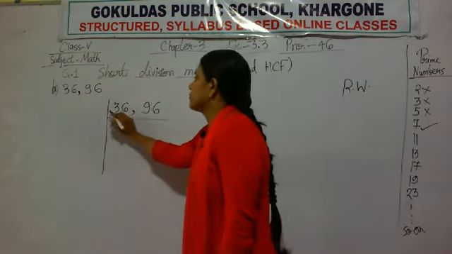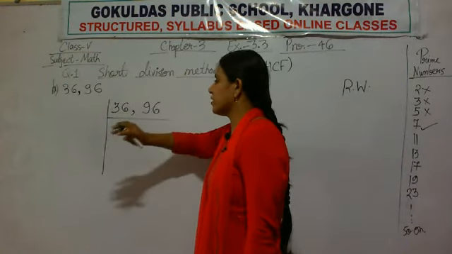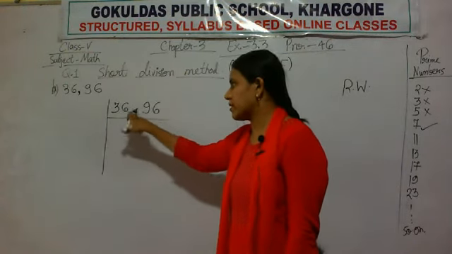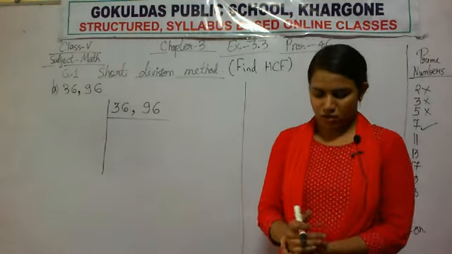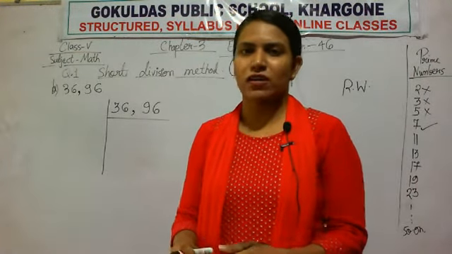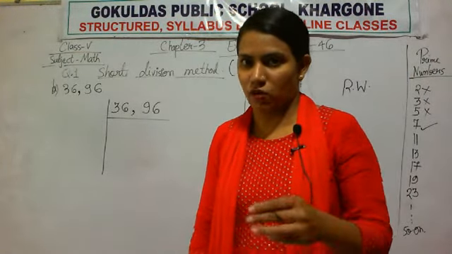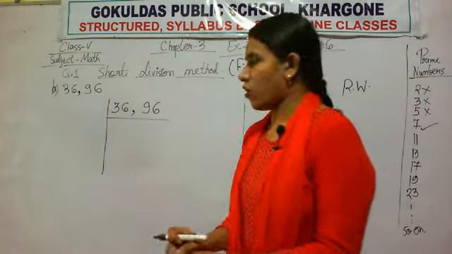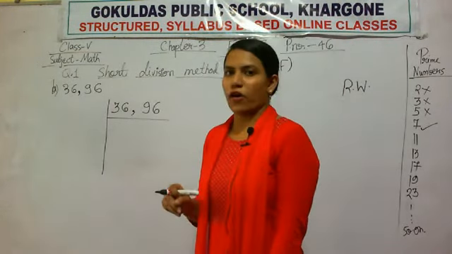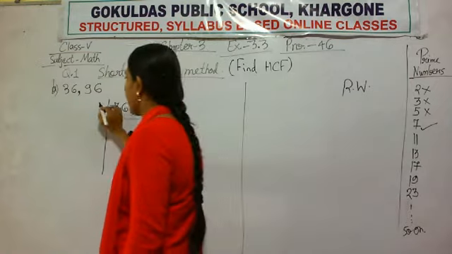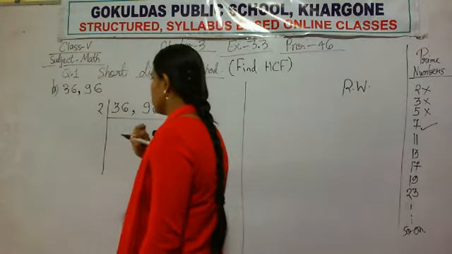Okay. So let us start dividing it. Observe both the numbers, 36 and 96. Are both the numbers even or odd, or is one even and another odd? When we observe both the numbers, both are even. So we will divide it by the prime number 2, right?